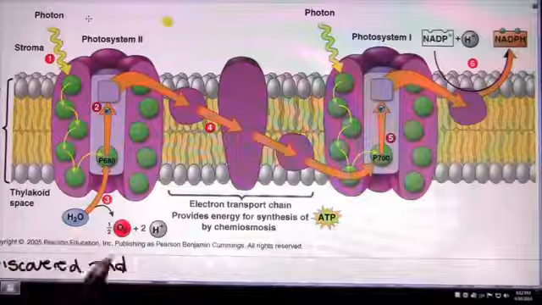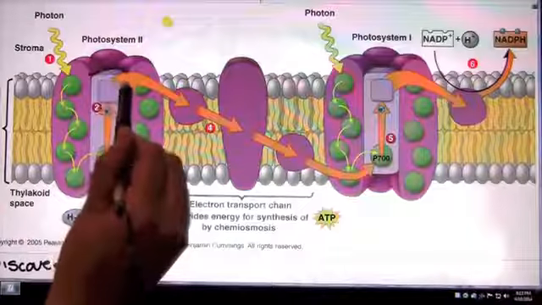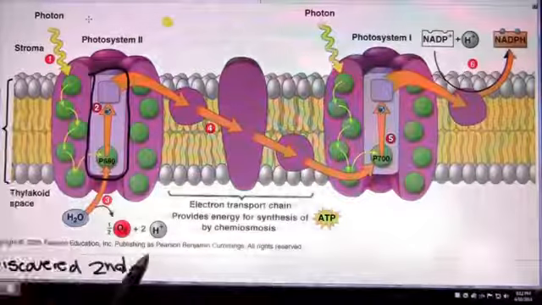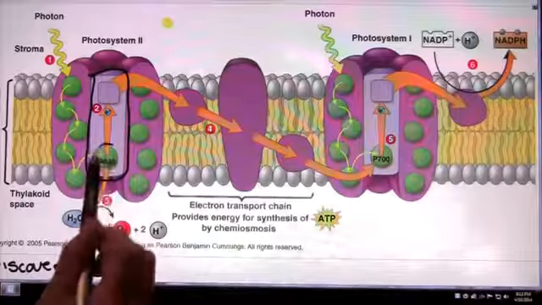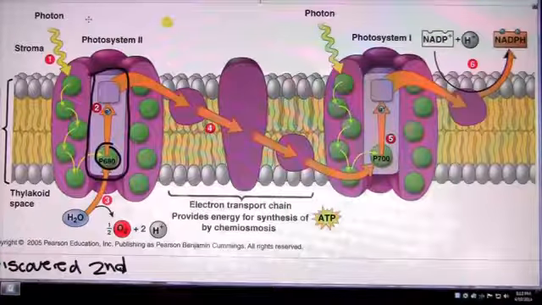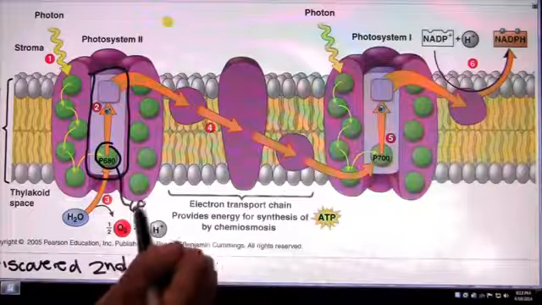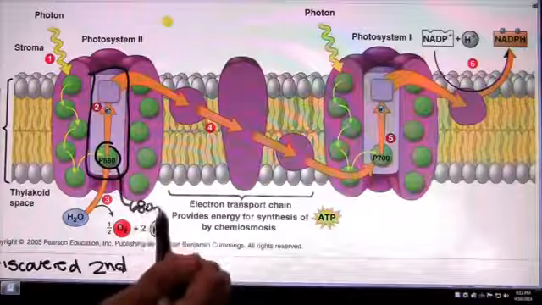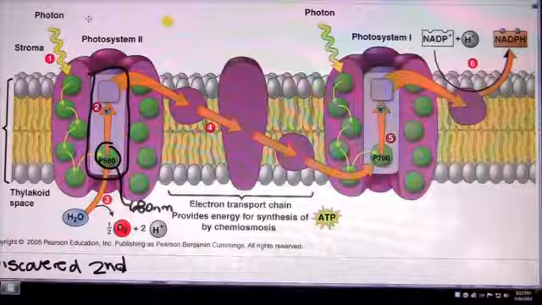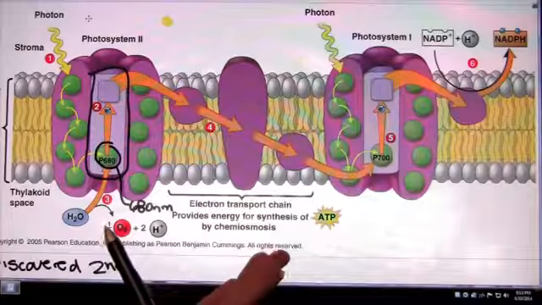But right before we do, I just want to point out a couple of little notes. Right here in the center of photosystem 2, this is our reaction center. And within our reaction center, we have something called P680. The special thing about P680 is it absorbs light at 680 nanometers, which is around red. So what it does is it absorbs red light. That's about it about the reaction center.